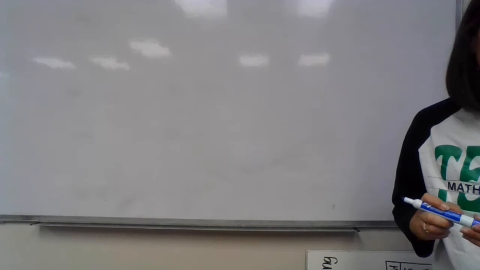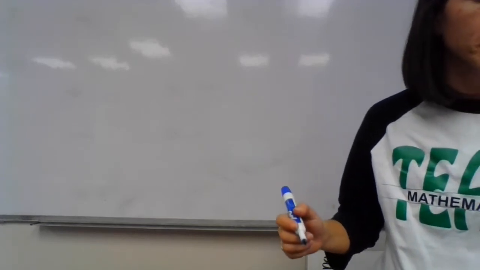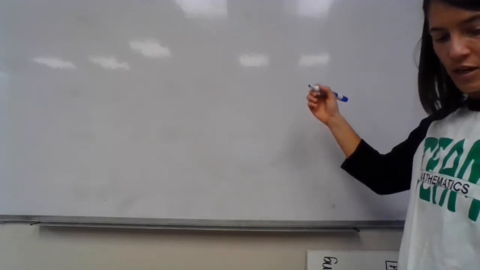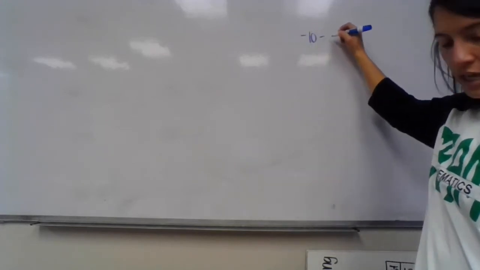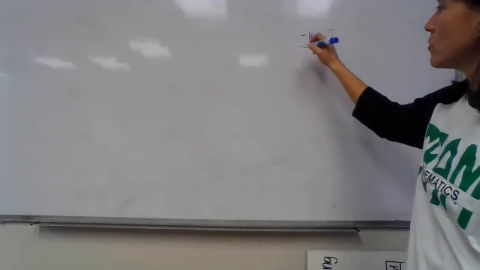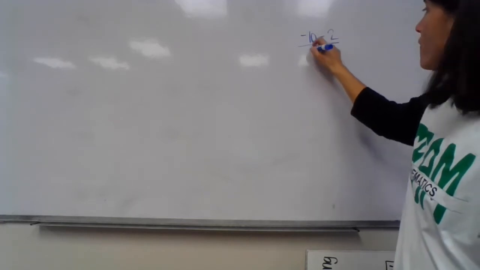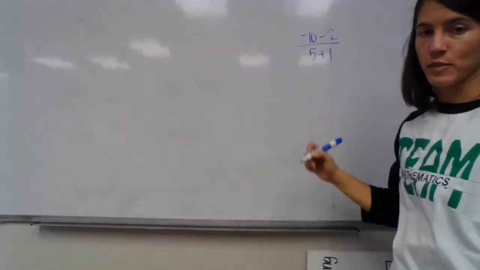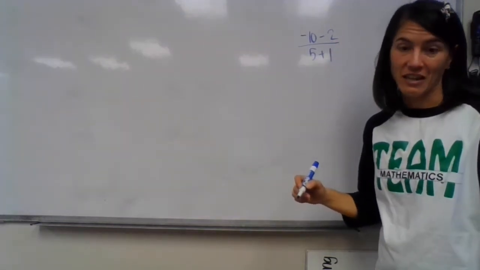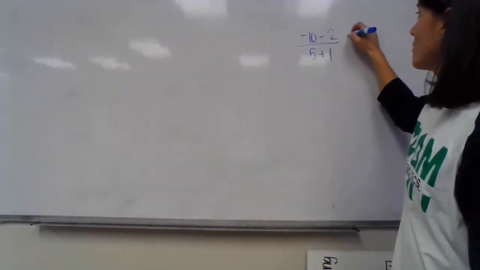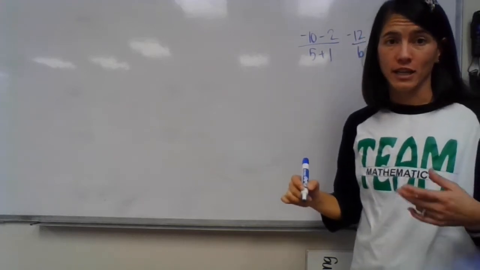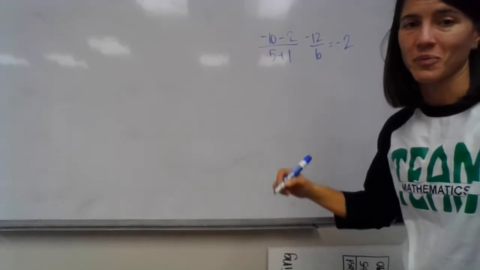All right, here we go. The slope is going to be -10 minus 2 over 5 minus -1, which would be 5 plus 1. I'm just doing it up here because I didn't have room on my board. -12 over 6, which is -2. So my slope is -2. I hope you got -2 for your slope.